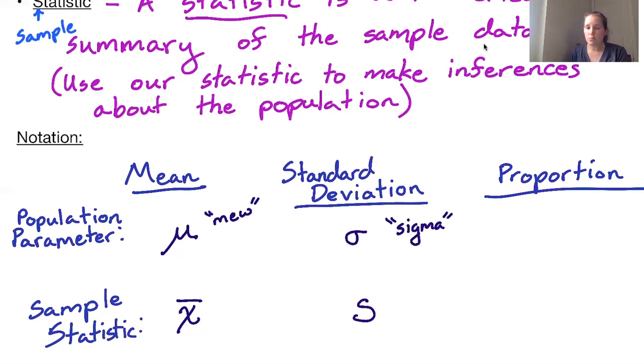For proportion, population parameter, we use a regular P. And for sample statistic, we use a P with a hat on top. So these are the notations we usually use. Again, we want the population parameter. So if we want mu, we find X bar and use it to make inferences about mu. If we want sigma, we find S for some sample, and use it to make inferences about sigma, etc.